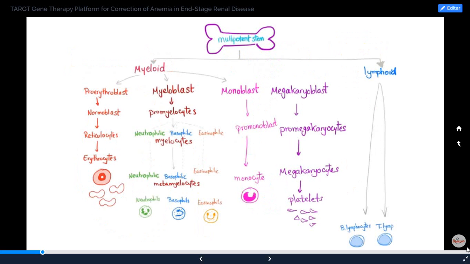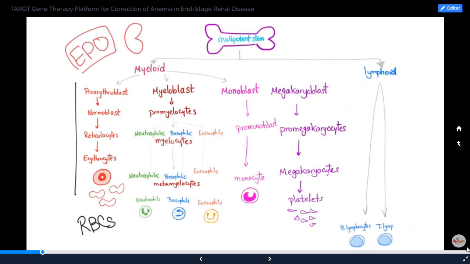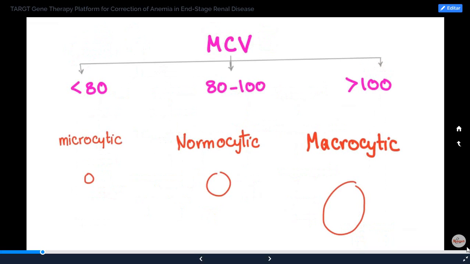Here is your hematopoiesis slide. We start with stem cells and we go to RBCs. So in anemia, we're having problems producing enough RBCs. All of these steps need something called EPO, erythropoietin, from your friend, the kidney. And as you are well aware, MCV determines if the anemia is microcytic, normocytic, or macrocytic. Anemia related to chronic kidney disease is normocytic, MCV 80 to 100 femtoliters.